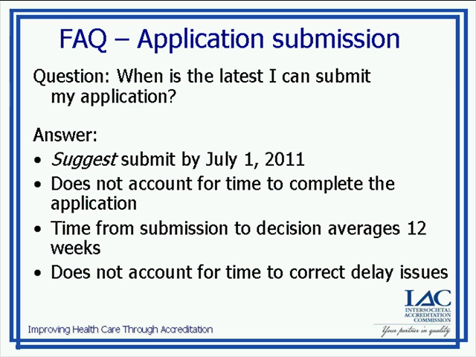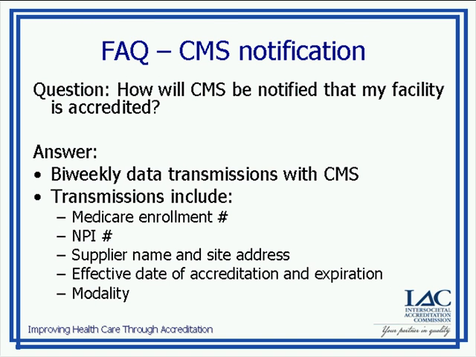So you need to factor in the time that you may have to change some things, may have to provide additional documentation of compliance before you actually have that certificate in hand. And so this does not account for the time to complete the application. So we're just talking submitted a completed application. As I mentioned before, the time from submission to decision averages 12 weeks, and it doesn't account for the time to correct the delay issues.